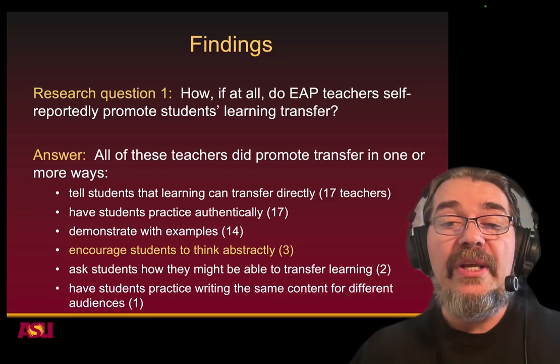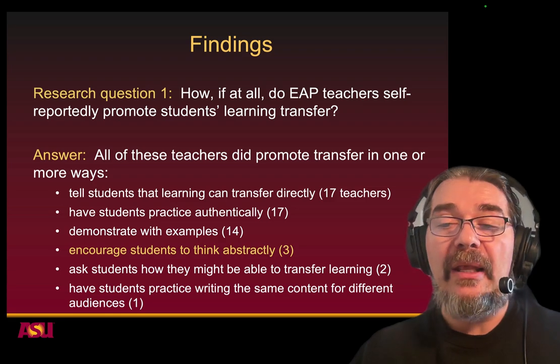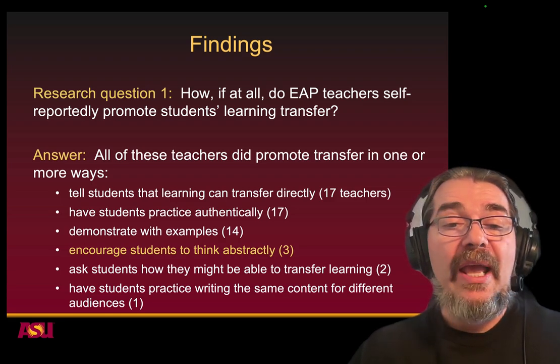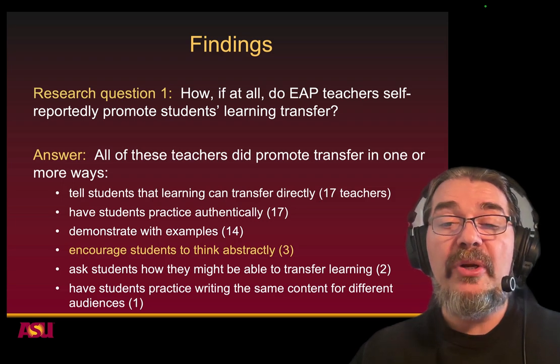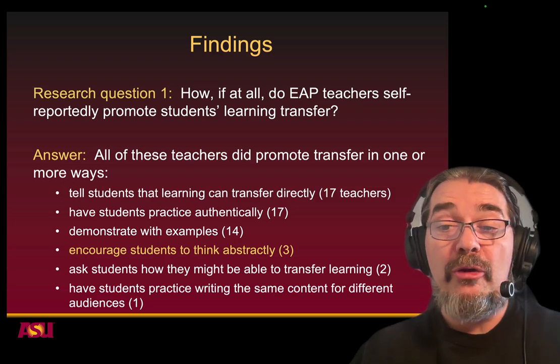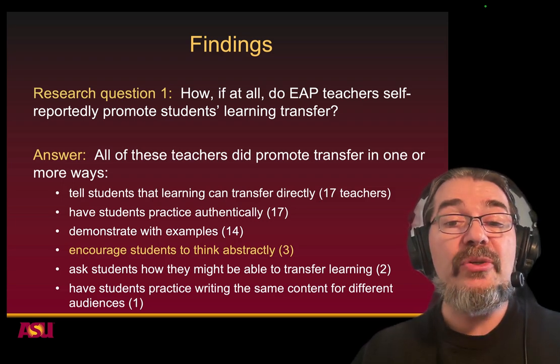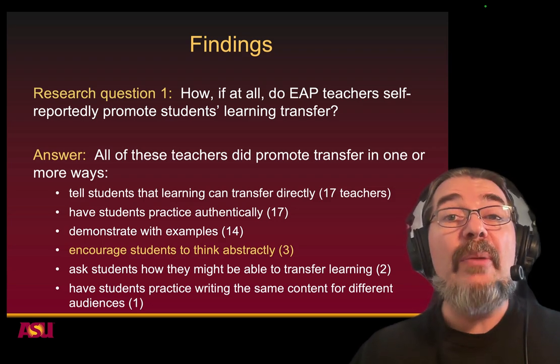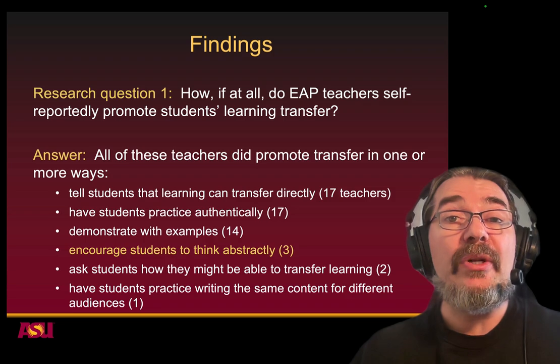The fourth category is encouraging students to think abstractly, and 3 of the teachers said they did this. In other words, these teachers said that they asked students to describe general principles or procedures like grammar rules, writing conventions, or steps in a writing process, or that the teachers themselves described such principles or procedures to the students.